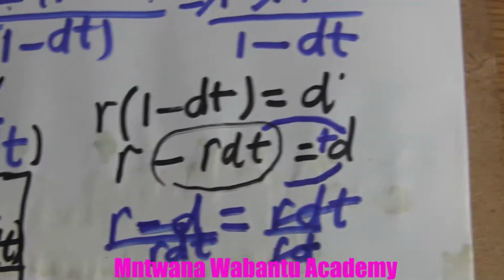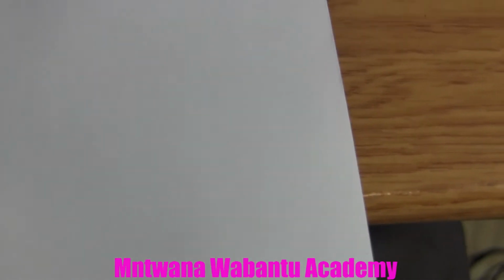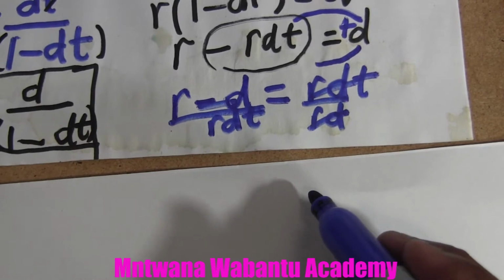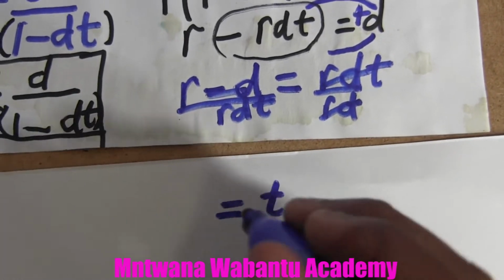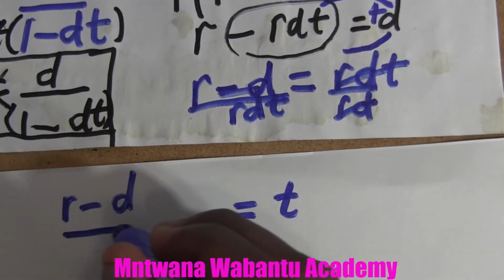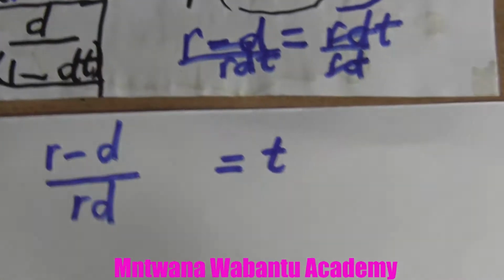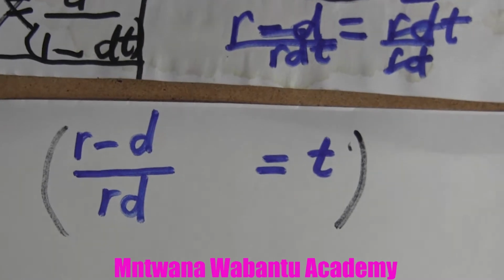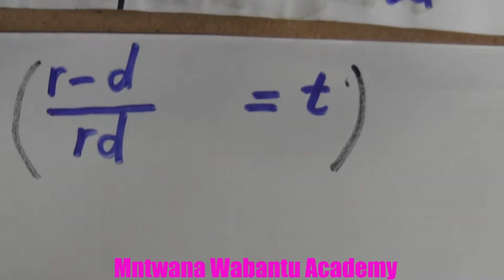So we're going to then finally say, what? We're left with t on the right here. So I'll say t equal to a minus d over ad. So this is the formula that you're going to use to solve that question. See what I'm saying? That's the formula you're going to use to solve that question.